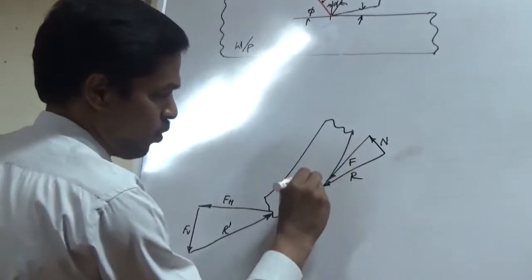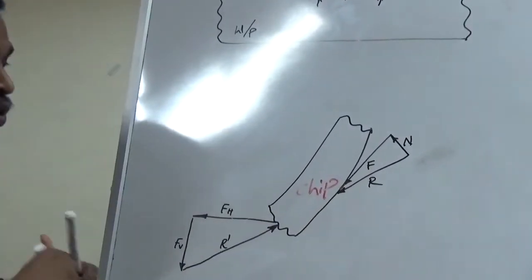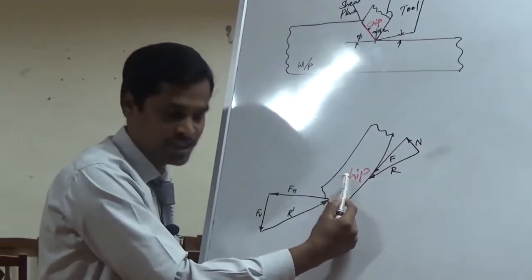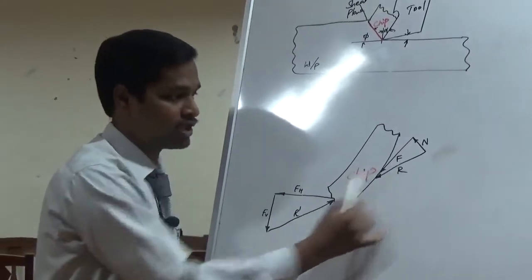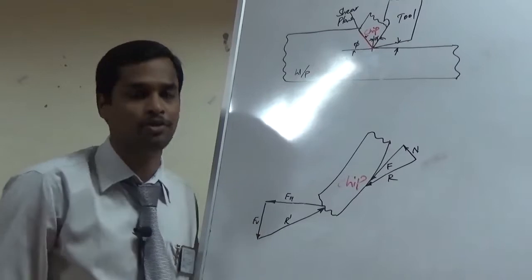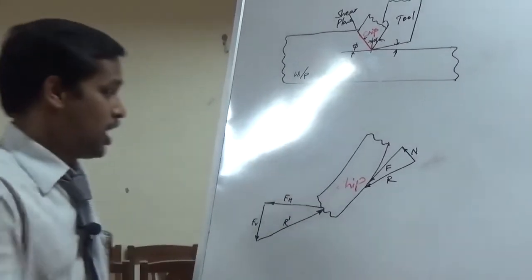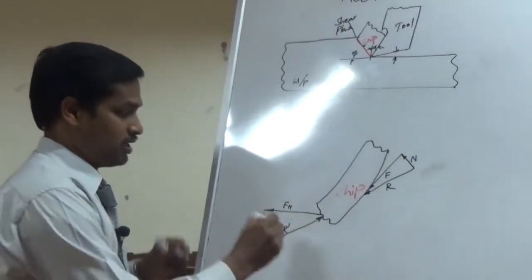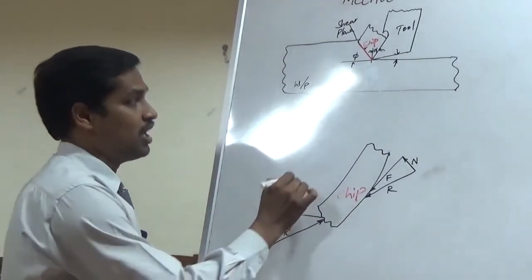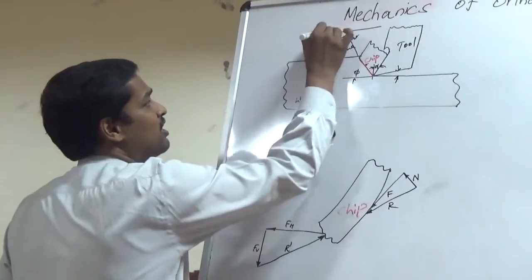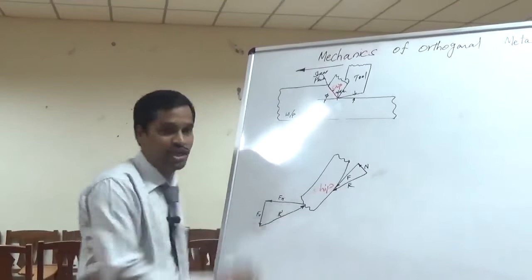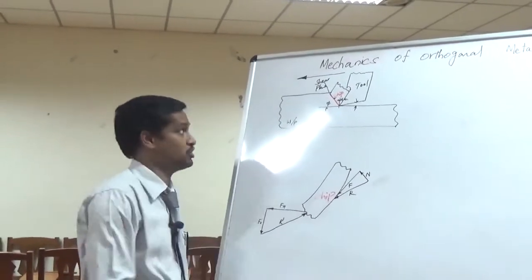In this chip only 2 forces are acting now. One force is between cutting tool and the chip, the other force is between chip and the workpiece. It means R and R dash. To be in equilibrium, this R and R dash are equal in magnitude and opposite in direction. Here this R dash involves 2 forces, Fh and Fv. Fh, horizontal force along the direction of primary cutting tool motion, and Fv, perpendicular to cutting tool motion.